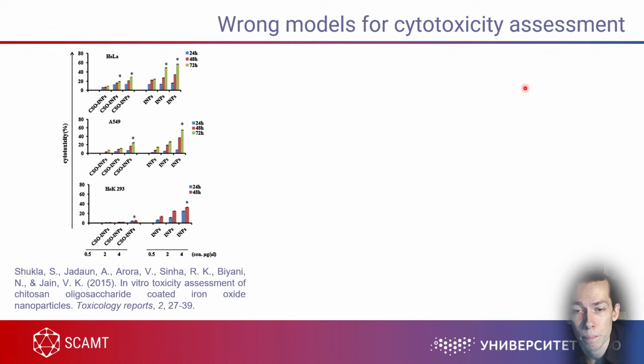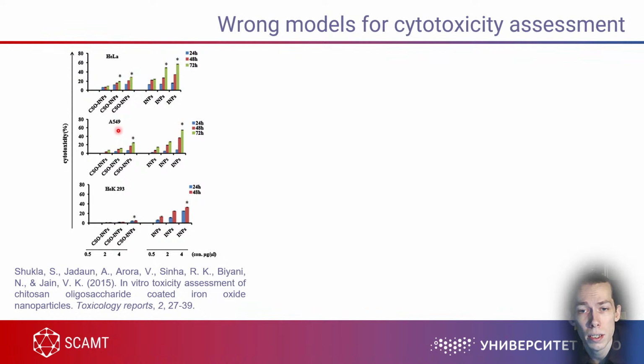Another example, again I believe it's chitosan nanoparticles, and chitosan oligosaccharide coated iron oxide nanoparticles. Toxicology Reports, I do not remember, probably also not a very good journal, so you should not repeat their mistakes. Look at these cells. It's HeLa cells, again for brain delivery. A lot of chitosan nanoparticles used for brain delivery. HeLa cells, I already talked a lot about HeLa cells today. It's not human, after all.